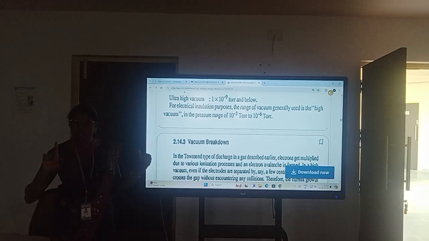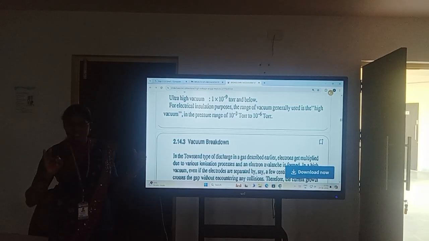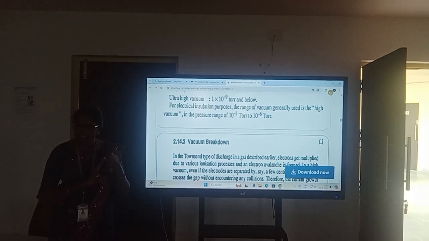Are you all clear? For a high voltage transmission line, an insulator is a must. First we saw the dielectric medium insulator, second we saw the gas medium insulator, and now we are studying the vacuum medium insulator. For the vacuum medium insulator, the standardized unit is represented as torr, or millimeters of mercury.